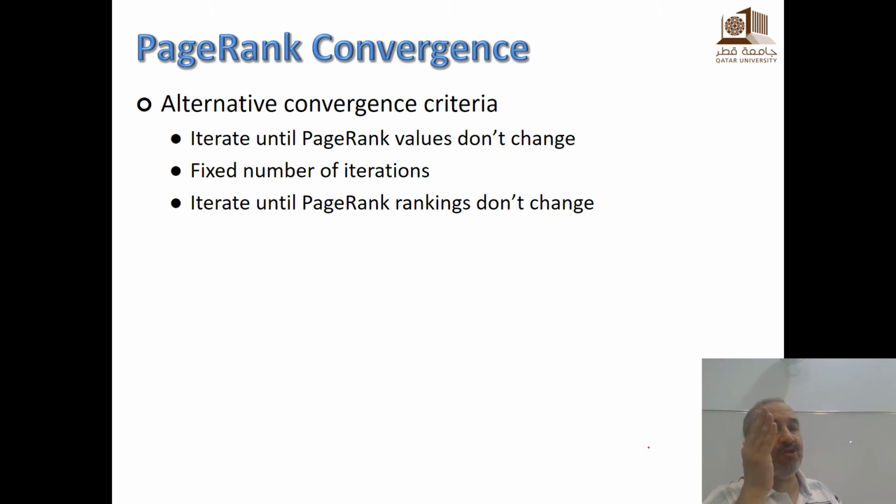Sometimes it also depends on the application. You iterate and you stop not when the values don't change, but when the ranking doesn't change. What do you mean by the ranking here? The relative ranking of pages. If you care about whether page A is ranked higher than page B, not the exact score, then if the relative order of the pages based on PageRank didn't change, you can stop. So that's another alternative stopping criterion.